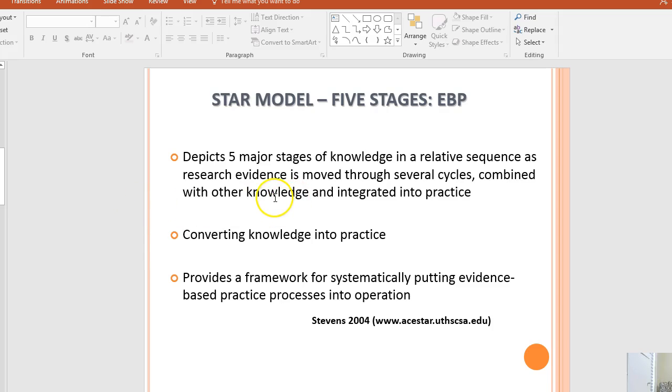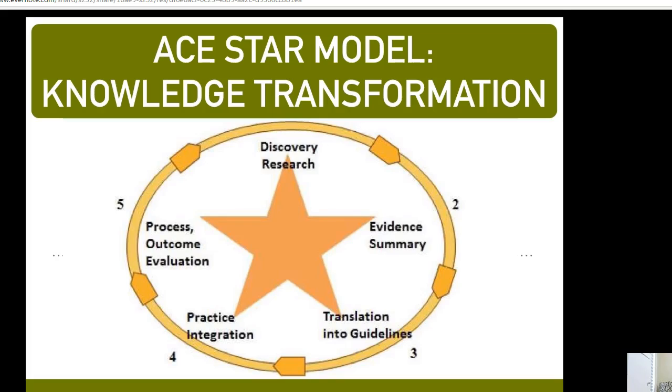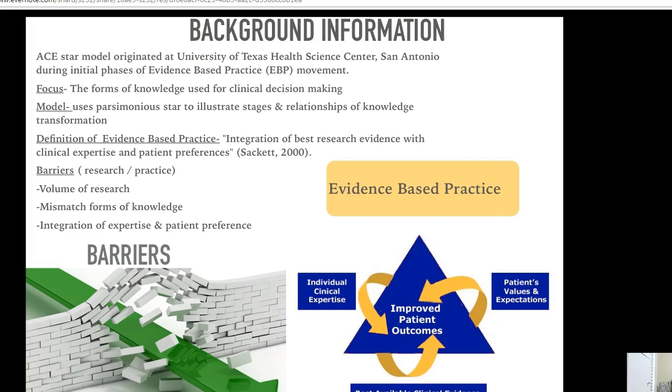And you'll combine it with other knowledge and integrate it into practice. You're going to convert or provide a framework for systematically putting the evidence-based practice process into place. The A-STAR model is an organizational framework for understanding knowledge transformation. The model uses a 5-point star to visually depict the transformation of new knowledge into best practice and outcomes.